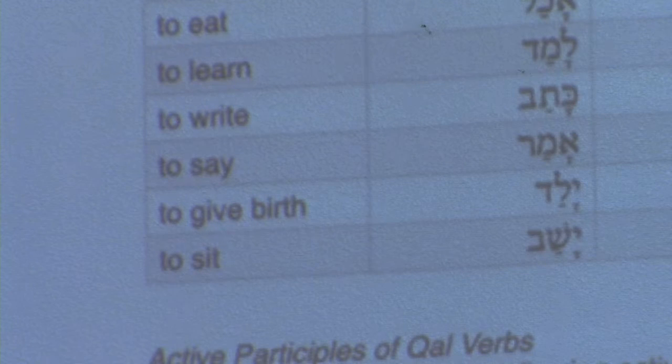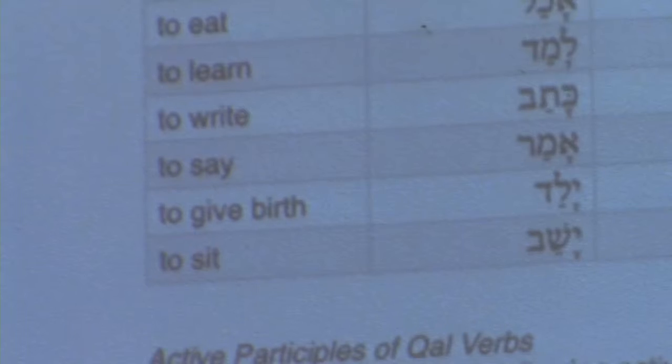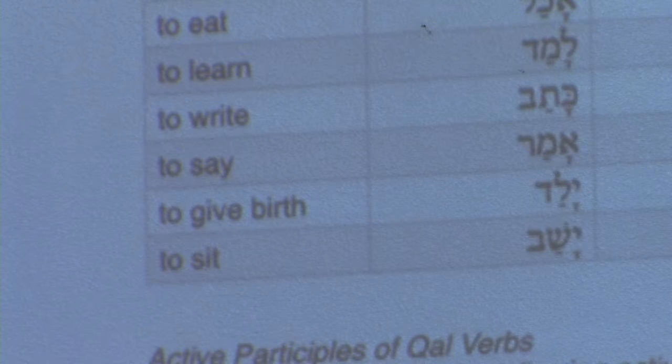Okay, another important word used over and over again, to write, katav. Katav. Another word, once again, all these words are used so many times. You want to commit these to memory. It's to say, amar. A little roll with the R's help. So to start off with it simple, amar. And then get your roll in there.